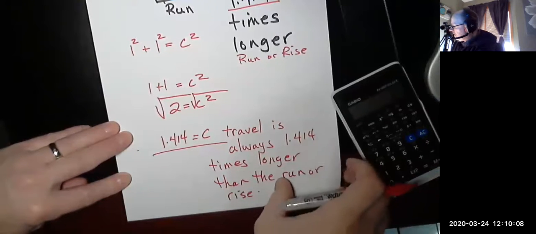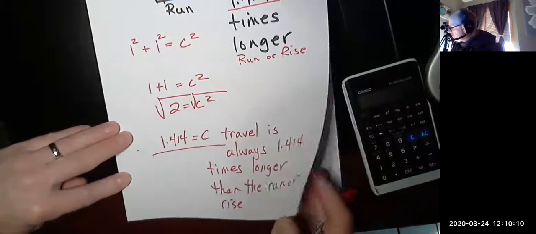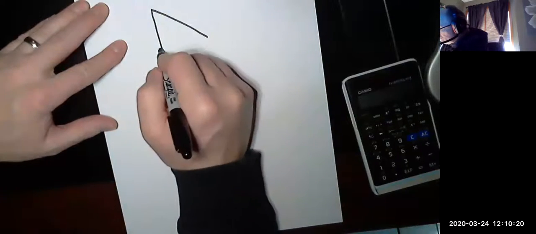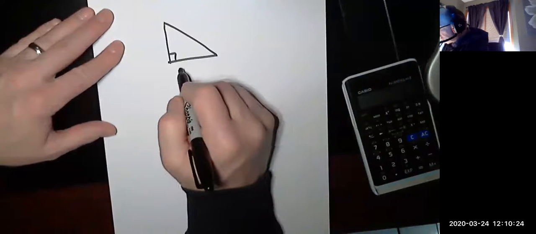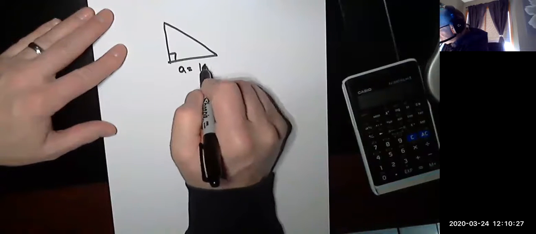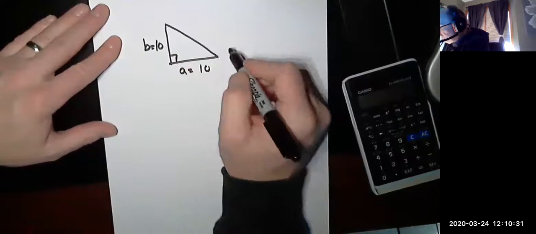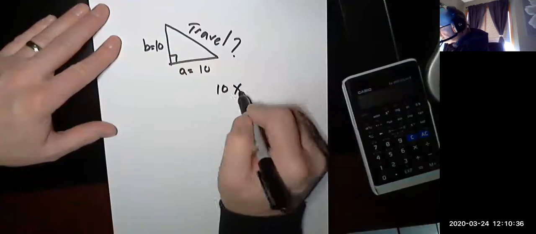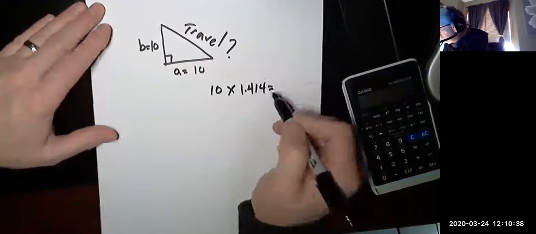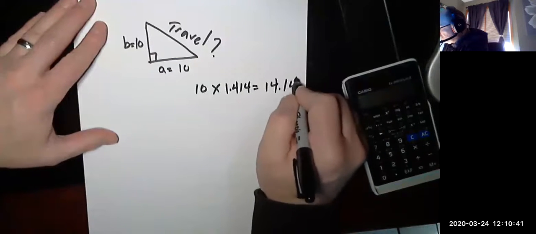Good. So the second part of this is let's try to use some of these numbers to solve for our travel. Okay, so we have a right angle triangle, and if I said that A is equal to 10, then B has to equal 10. And how far is the travel? Oh, we go 10 times 1.414. The travel is equal to 14.14.